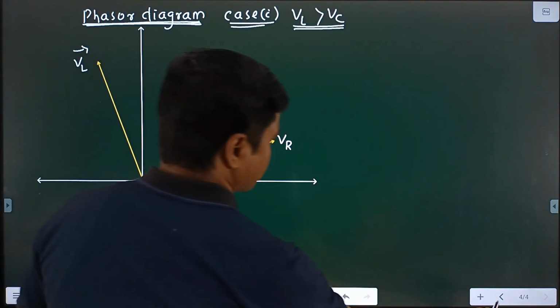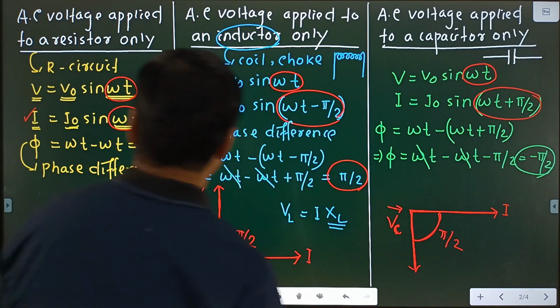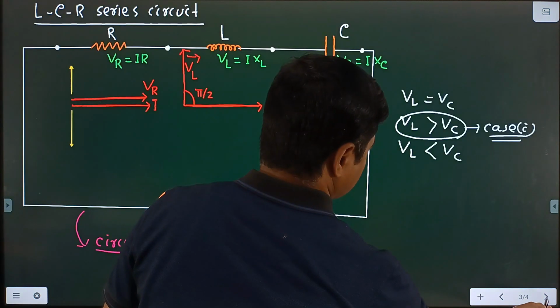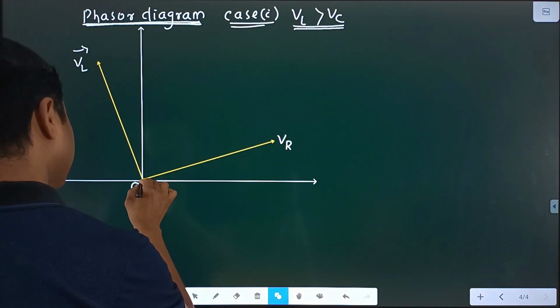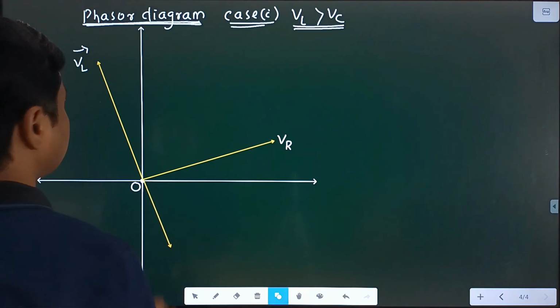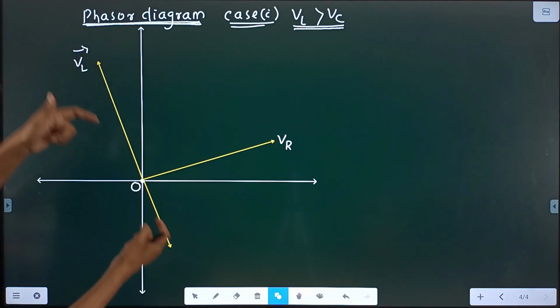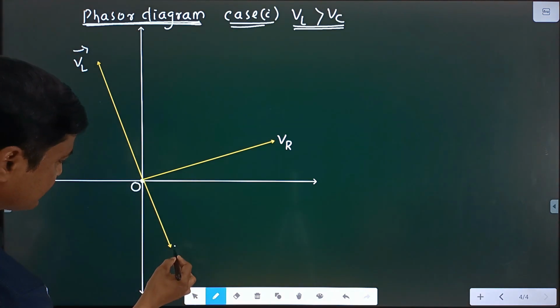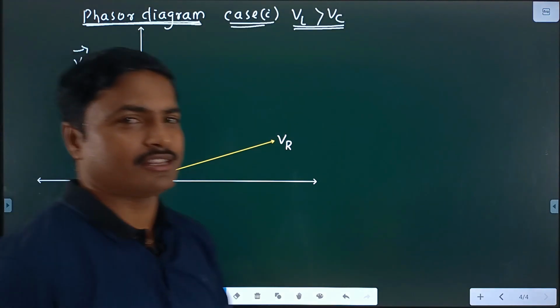Similarly for the VC phasor, this one is the VC phasor. The VC phasor is just opposite to the VL phasor. And here this is the condition, VL is greater than VC. Clear? Now what is the resultant?